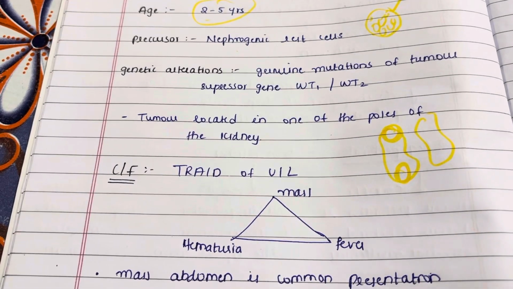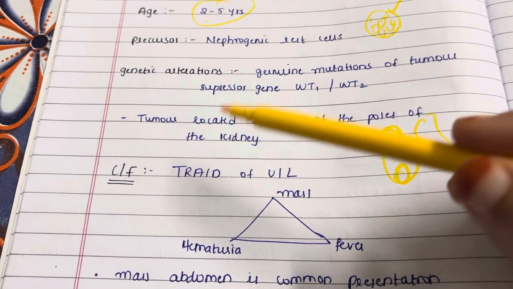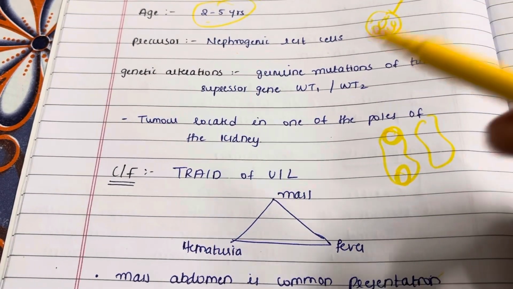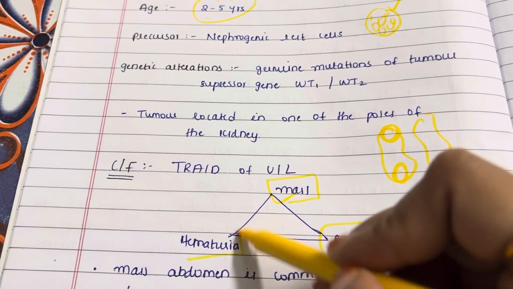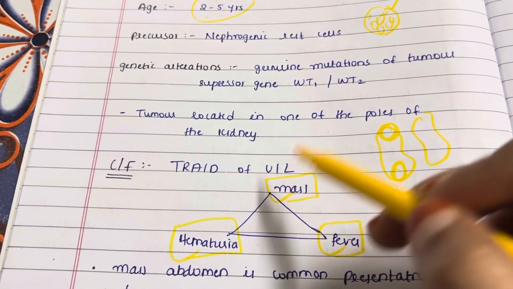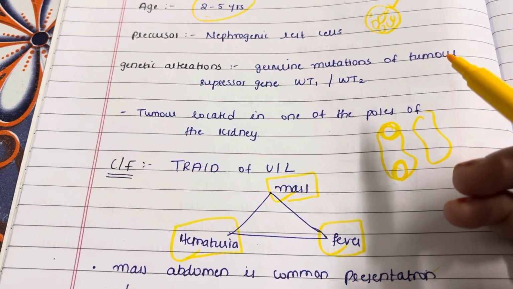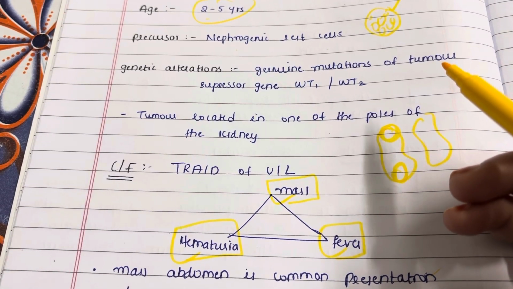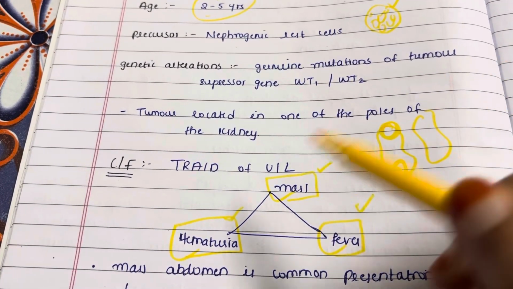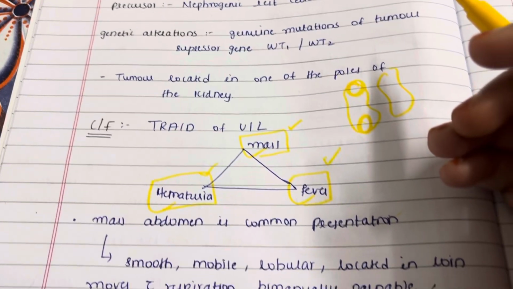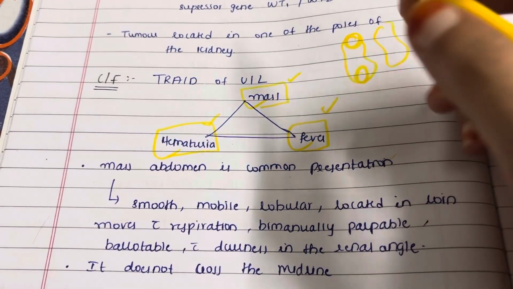Now when we come to the clinical features, here it is a triad. The clinical features contain a triad, that is mass, fever, and hematuria. This is the main triad that is seen in the Wilms tumor. Remember this very perfectly, because they can ask you an MCQ on this also. So it is a mass, hematuria and fever. This is the triad, and mass is also the common presentation in the Wilms tumor.